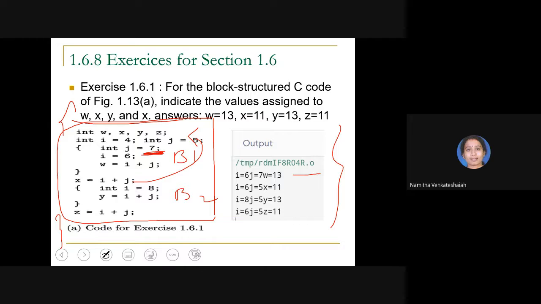And similarly in this block I is redefined. So obviously I will be considered as 8 and J will be considered 5, which is declared outside the block. And also for Z is equal to I plus J, the most recent value, that is 6, will be considered because this is local to this particular block. And J will be considered as 5 only. So it is 6 plus 5, 11.